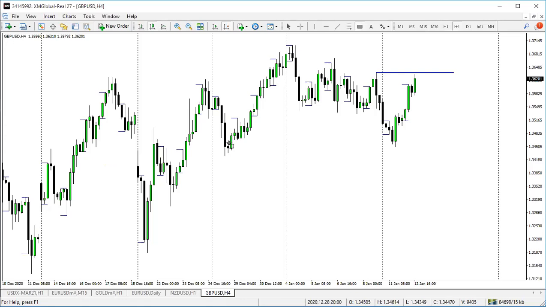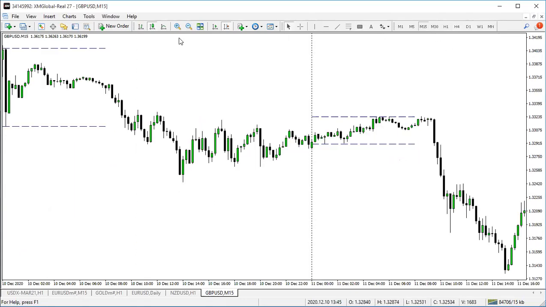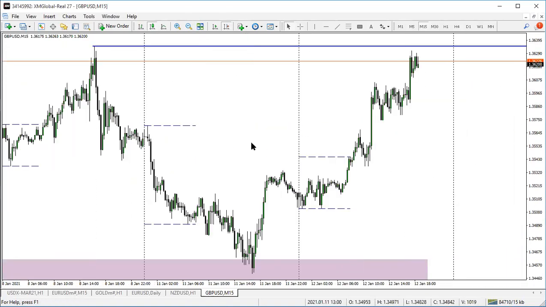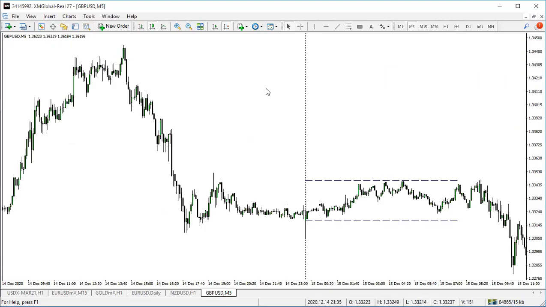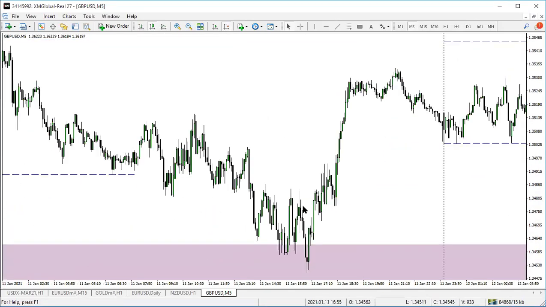So this was the 4 hour and also a 1 hour order block with a good reaction. Okay, let's see how the setup was on the lower time frame. Well, it was a bit of a mess. Lower low, lower high, lower low. No BMS yet. This was not a BMS. And then lower low, and the BMS was here.